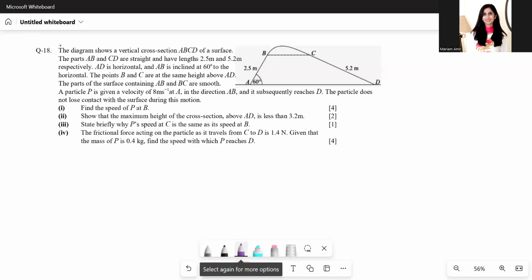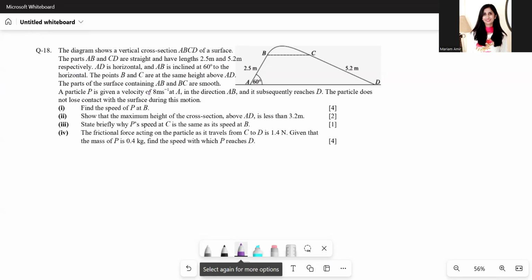Question number 18. The diagram shows a vertical cross-section ABCD of a surface. The parts AB and CD are straight and have lengths 2.5 and 5.2 meters respectively. AD is horizontal and AB is inclined at 60 degrees to the horizontal. Points B and C are at the same height above AD. The parts of the surface containing AB and BC are smooth.